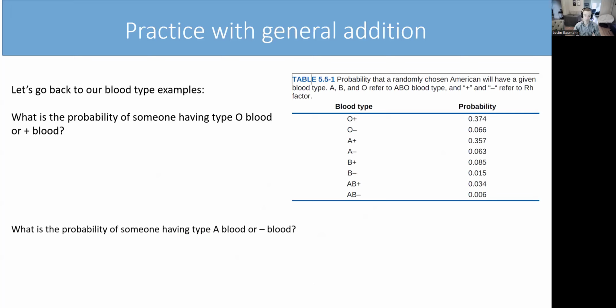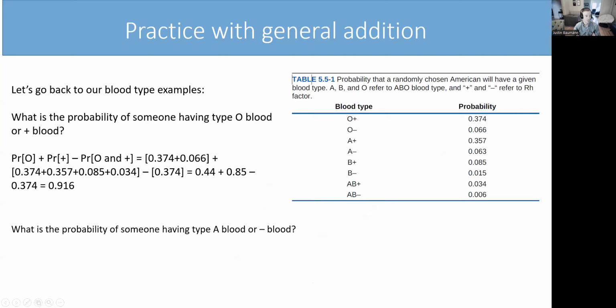Practice with general addition. Let's go back to our blood type. What's the probability of someone having type O and positive blood? Hopefully I give you the answer this time. The probability of O is what we need. So we have the probability of O, which is we add these two probabilities together, plus the probability of positive, which means we add. So we're going to add these two together, and then we're going to add all the positives together as well.